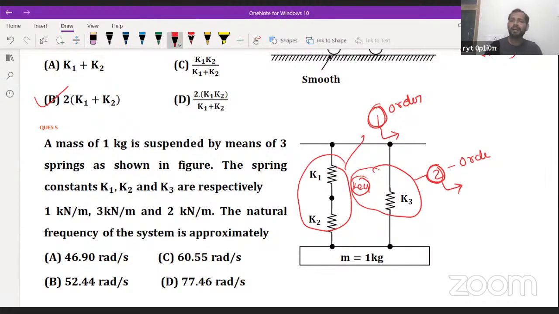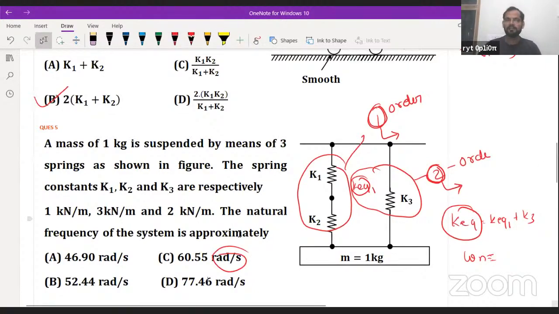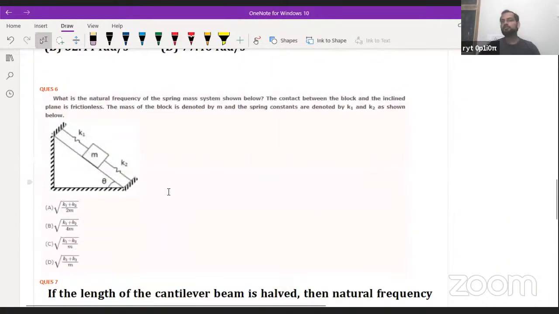If you are able to get this, then you can easily solve this question, because after solving, this is K equivalent 1. So after solving, you can get K equivalent like this. This is K equivalent 1 plus K3. From here you will get the net equivalent of the system, and from here you will get the omega n, because he is asking in radian per second, and you will get the answer. Fine. So now we are going to the next question.